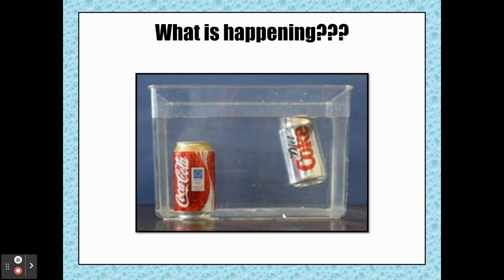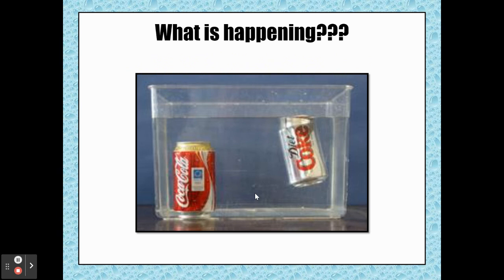Why is that? Well, as you may have guessed, if one is floating and the other one is sinking, then that has to do with the density of each can relative to water. So why would a Diet Coke be less dense than the regular Coke? We see that the Diet Coke is floating in the water, so it's less dense than the water, but the regular Coke must be more dense than the water since it's not floating. So why is that?